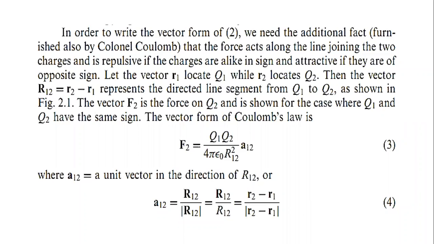So this was all about Coulomb's law: if we have two charges separated by a distance r, the force of attraction or repulsion between them will be directly proportional to the product of their charges, and inversely proportional to the square of the distance between them. So this force F will be equal to Q1 Q2 divided by 4 pi epsilon naught r square. So this was all about Coulomb's law.